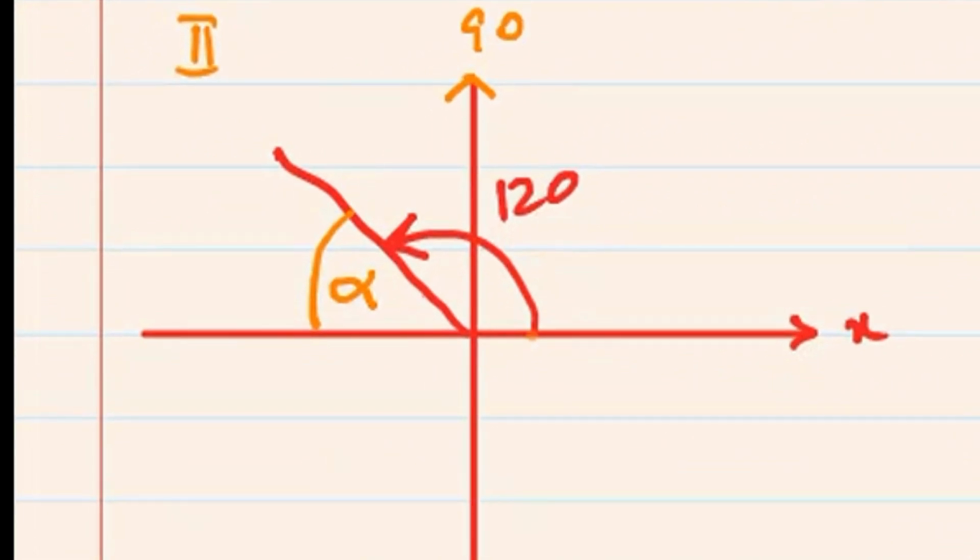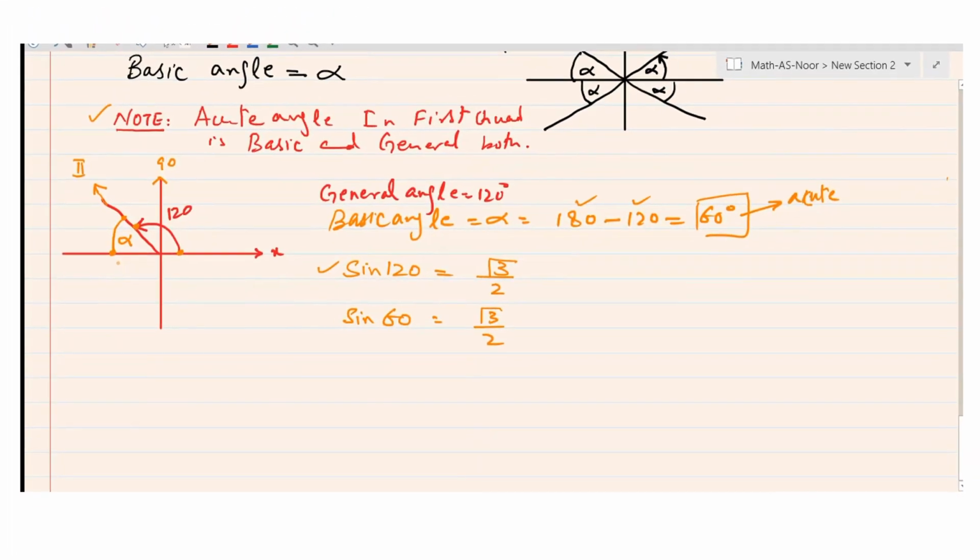Because when you start your journey from this point and reach this point, you will be on this line. But if you come from this point and move to this line, which is called the basic angle, you will be again at the same position. I mean, by coming from both directions you will be at the same point. It means the answer must be the same.